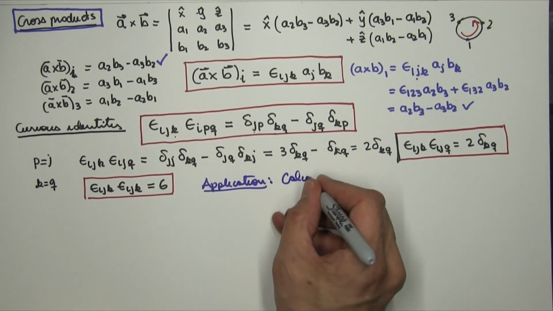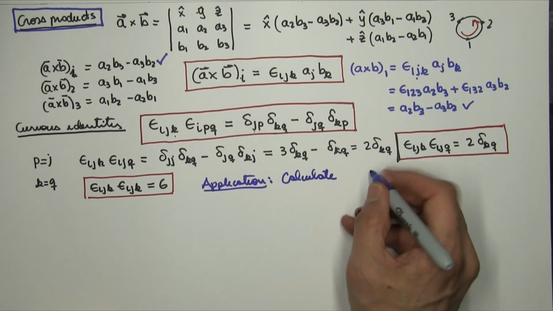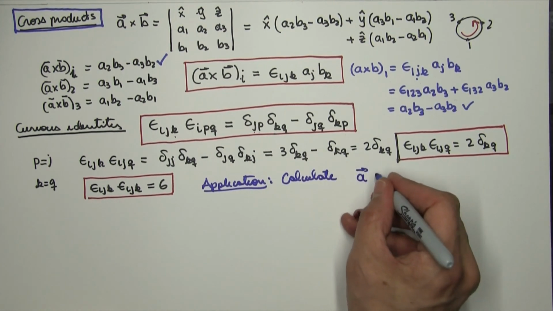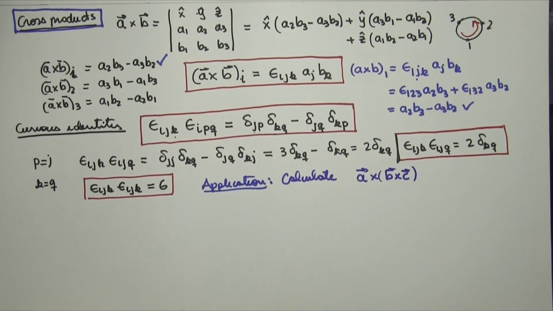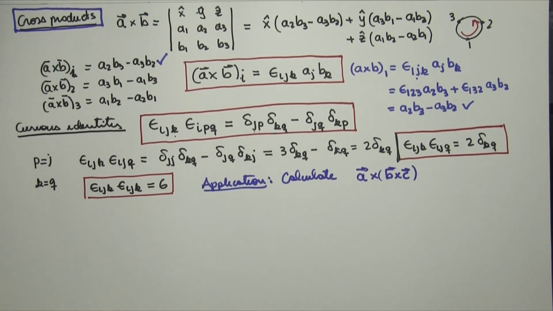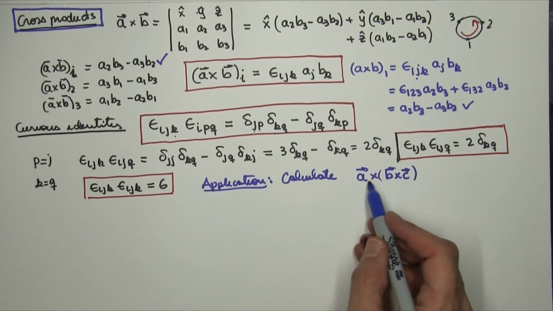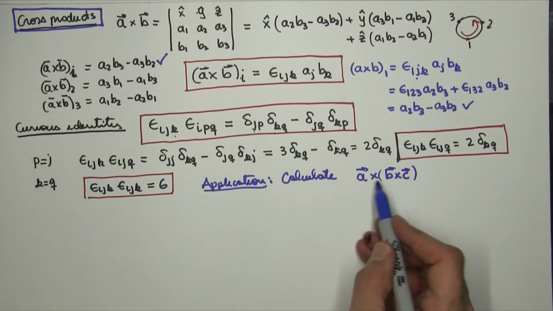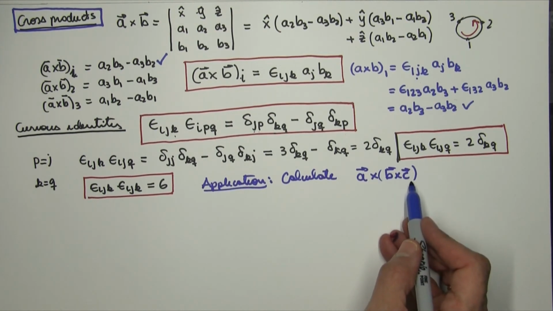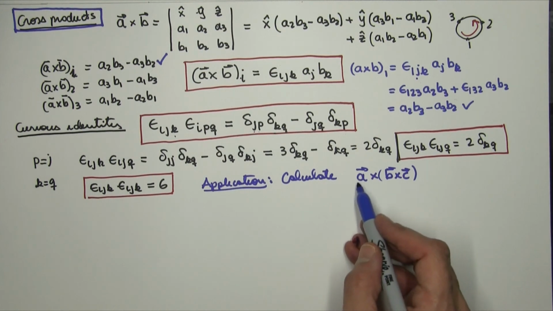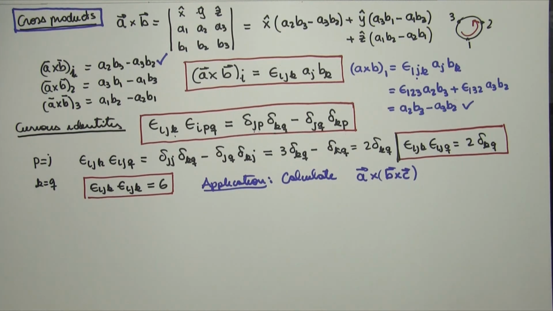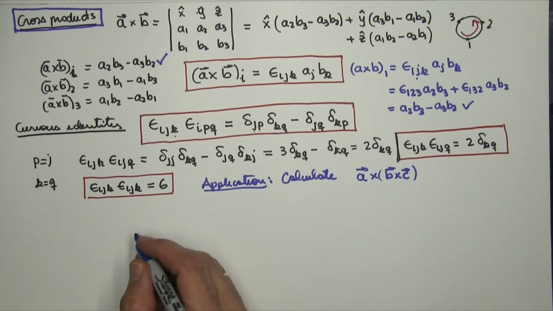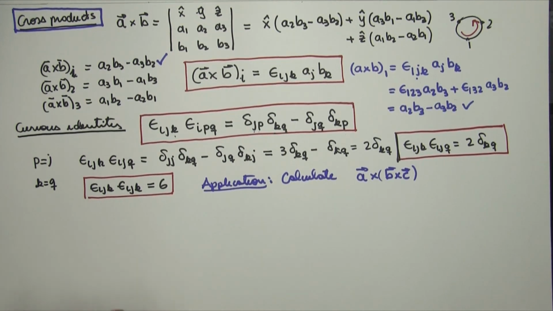Calculate or simplify the triple product A cross B cross C. So you want to know what is A cross B cross C, if you can simplify. Now the cross product of a vector is a vector, and another cross product is still a vector. So this is supposed to be a vector, and you want to know if there's a simpler way to write it. So let's calculate it.